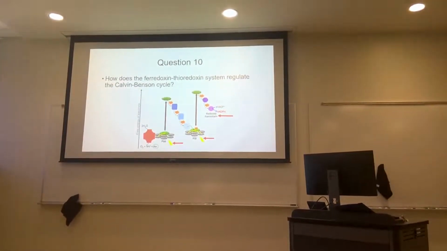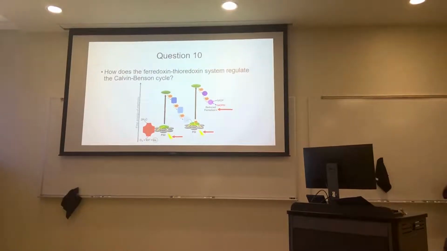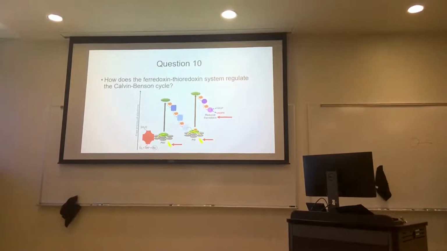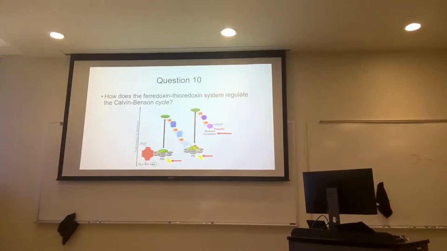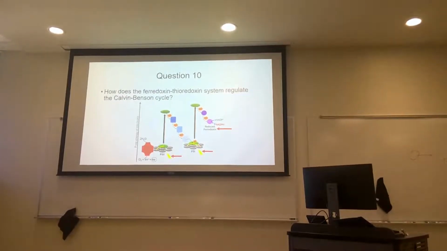So you said ferredoxin is reduced here, and then it reduces four different things. Right? And then say you have ferredoxin here, and it will reduce 1, 2, 3, 4 things. How do these things control or regulate the Calvin cycle?